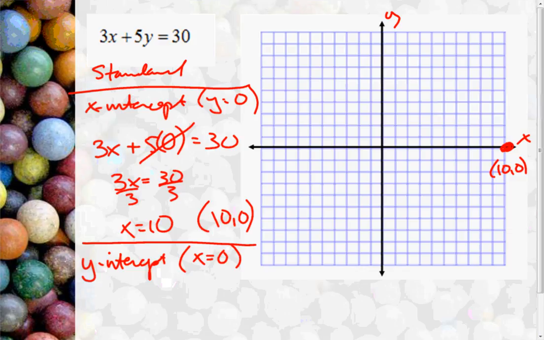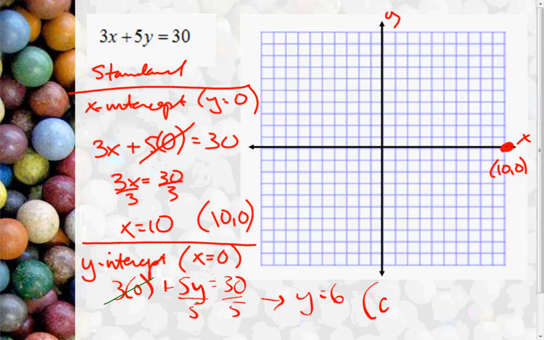So 3 times 0 plus 5y is equal to 30. That goes away. So I get 5y equals 30, or 5y divided by 5, so y is going to equal 6. So your y-intercept is going to be at (0, 6), which is right there. And there you go. Ta-da!